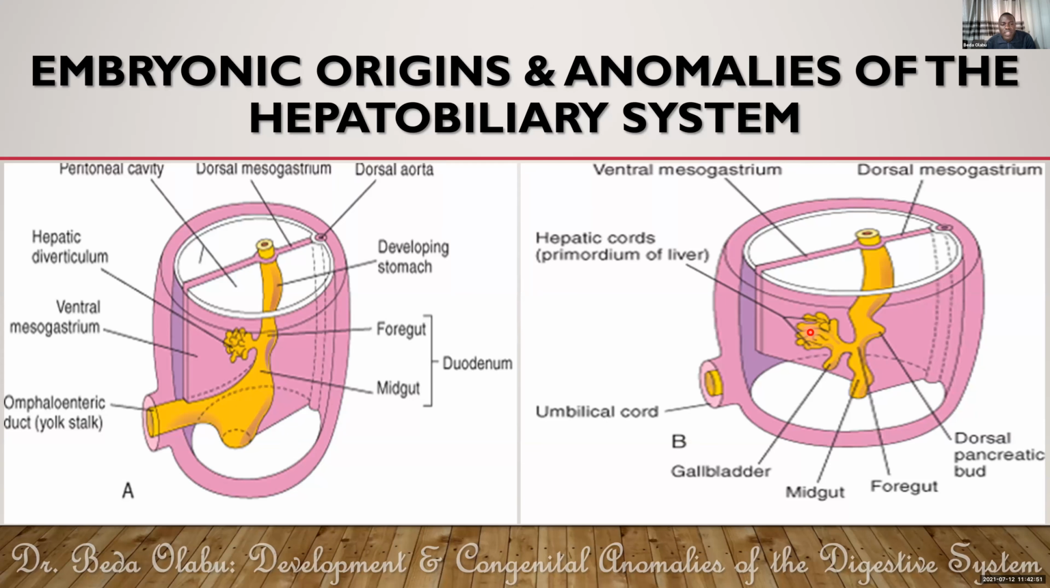How about the pancreas? The pancreas developed from two buds. There's a dorsal pancreatic bud and a ventral pancreatic bud. So the ventral pancreatic bud usually rotates to join the dorsal pancreatic bud to eventually give rise to the pancreas.